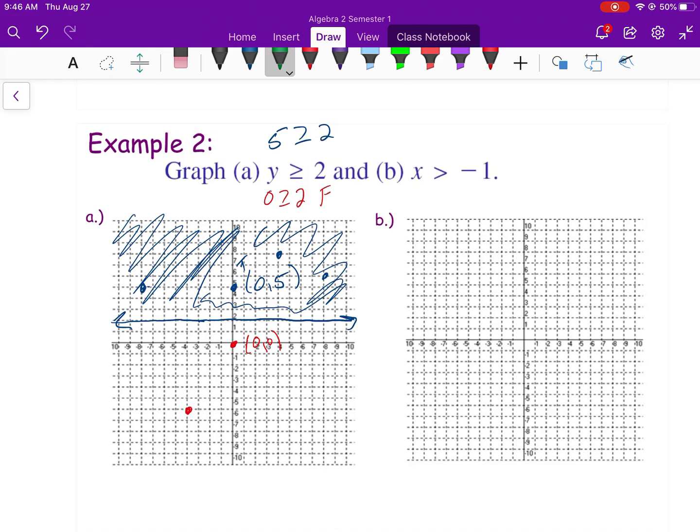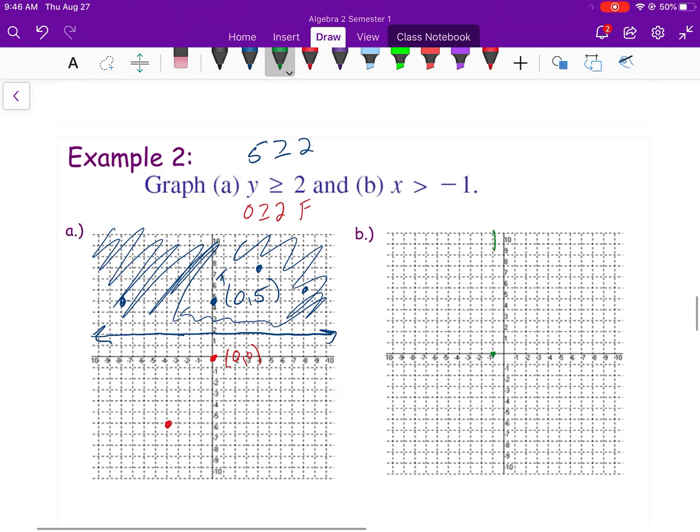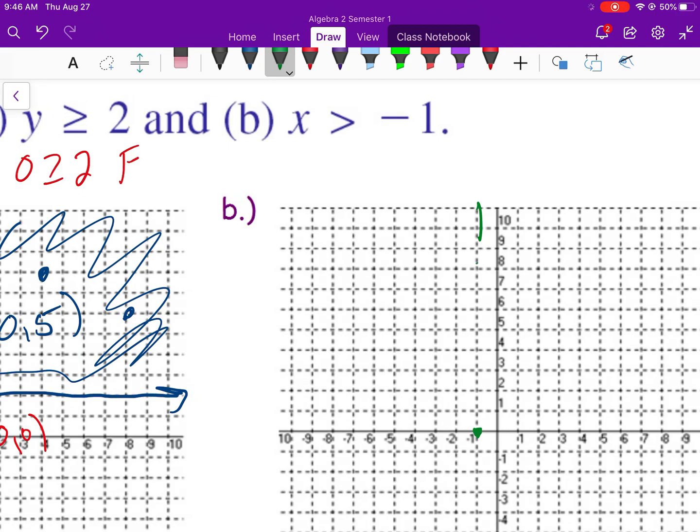Okay, moving to the next one. x is greater than -1. So it's greater, so we need to make sure we have a dashed line for this inequality. And again, we're going to cut that x-axis in half through. I always kind of put a point on that -1, and that's just a straight vertical line from there. That is dashed.